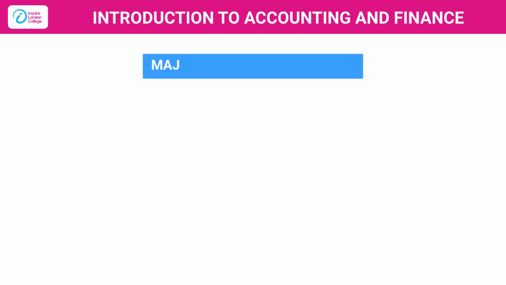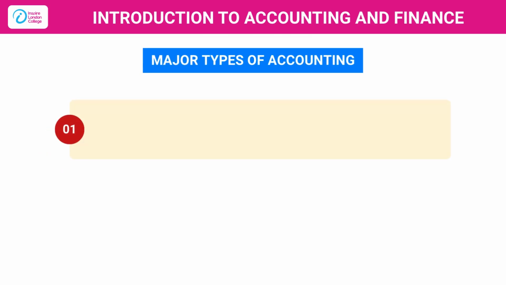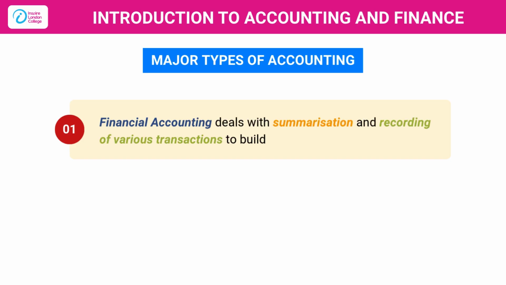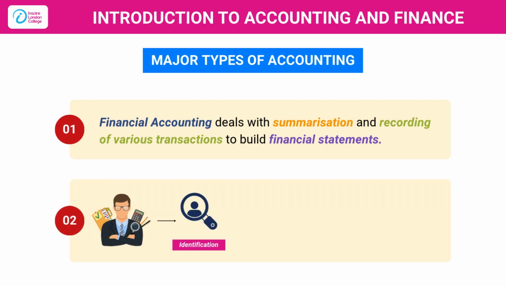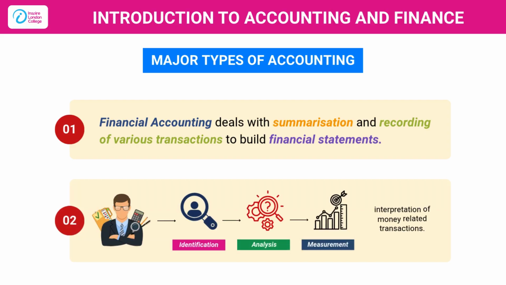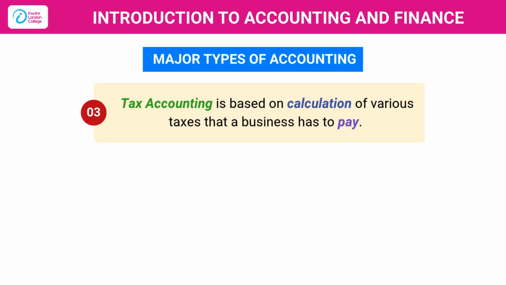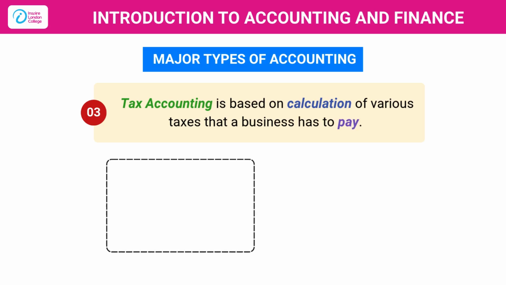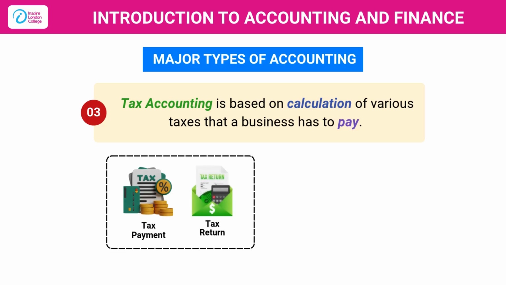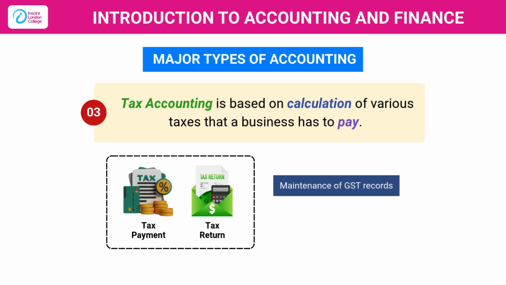Now, let's discuss major types of accounting. Financial accounting deals with summarization and recording of various transactions to build financial statements. Management accounting involves identification, analysis, measurement, and interpretation of money-related transactions. Tax accounting is based on calculation of various taxes that a business has to pay. This accounting type deals with tax payment and tax return of the company, like maintenance of GST records, paying corporate taxes, etc.